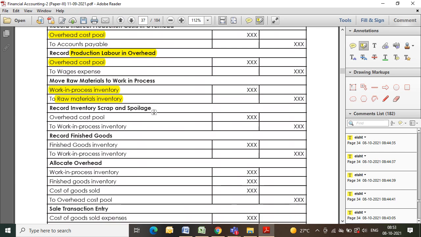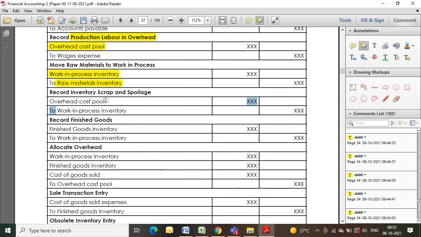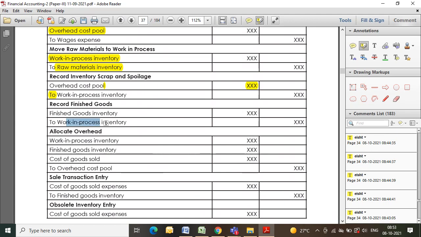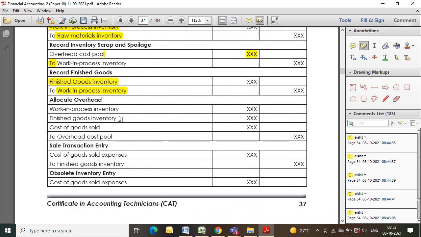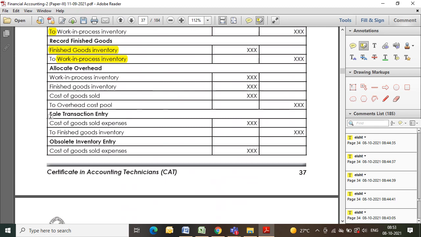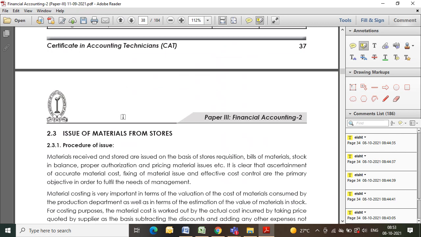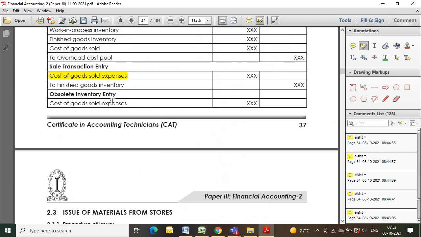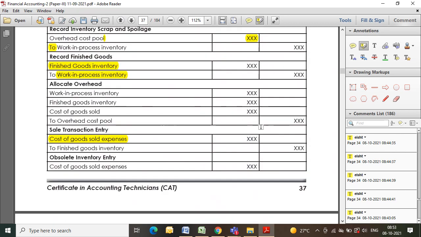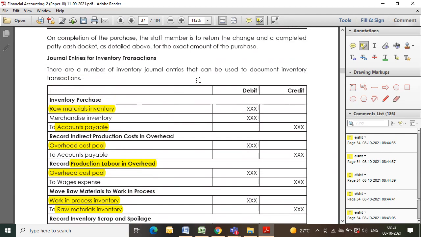Similarly, scrap and spoilage is also put into overhead costs. When work in progress becomes finished goods, you credit the work in progress and debit the finished goods. You allocate the overheads into each item, and once this is complete, you transfer to COGS, cost of goods sold. Basis which, your obsolete inventory is also written off. So this is a complete base of how the costing entry is passed.